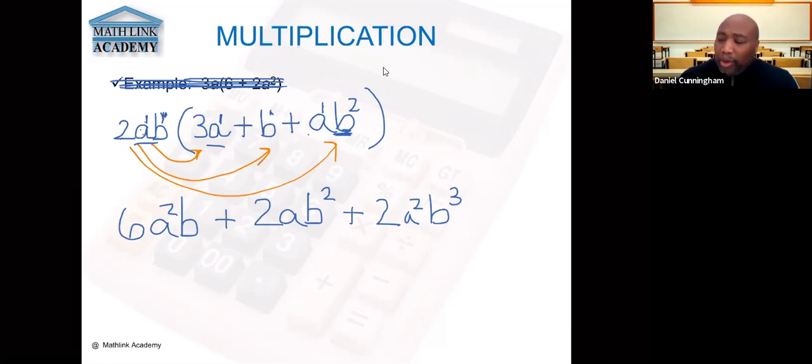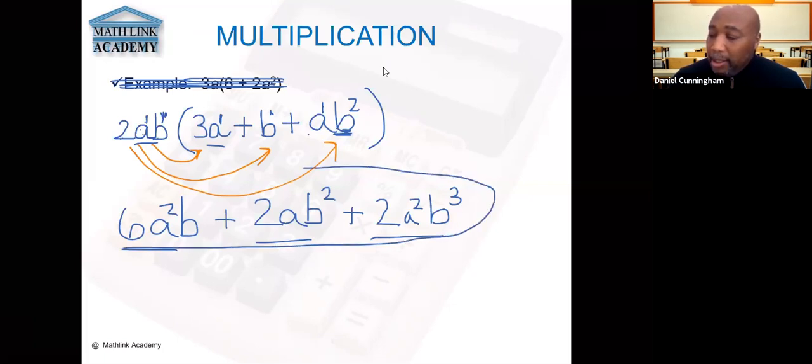So now you want to look and see, can we combine any of these? Are there any like terms here? You don't look at the coefficients. You only look at the letters to see if they're like terms. a squared b is the first one. The other one is ab squared. Nope, they're not alike. And then the other one has a squared b cubed. So you cannot combine any of these terms by adding. So I'm going to circle it, and that would be my final answer for that particular problem.